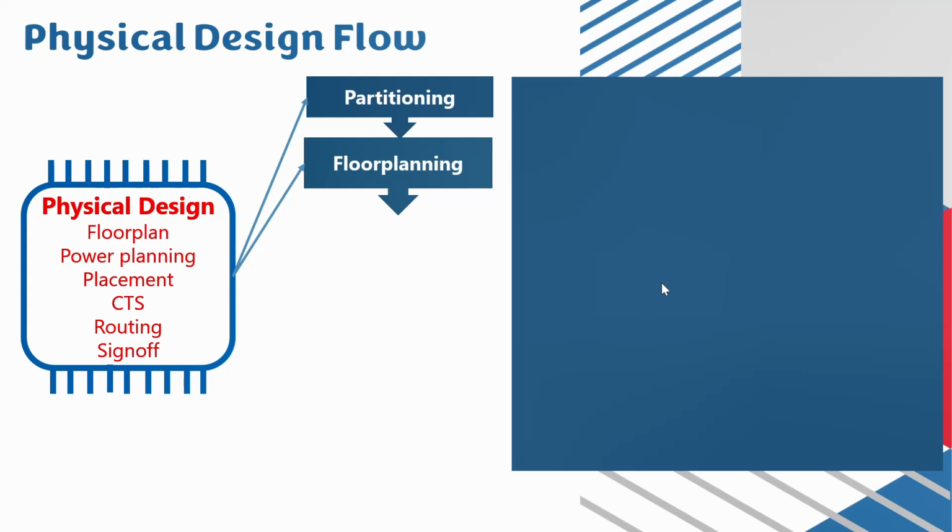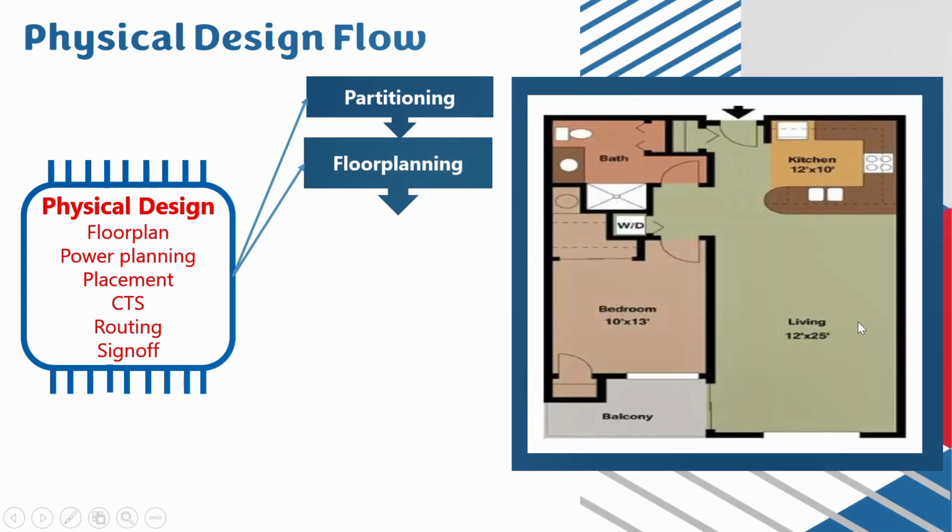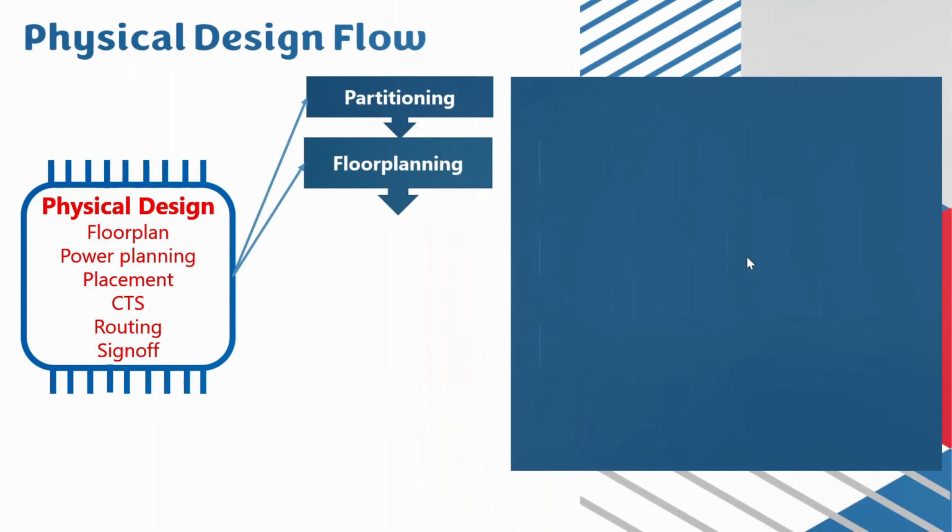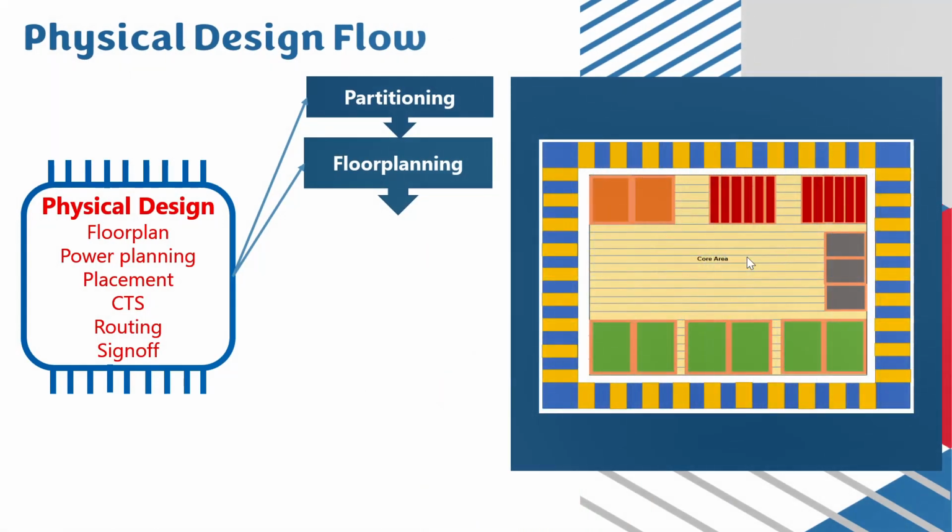Like how we plan the floor of a land, like where the living room should be, where the bedroom should be, where we should have our kitchen, and we decide that based on their connectivity, like we want the kitchen close to the bedroom or the living room. So accordingly, we place them and we decide the size of each room in the house. In the same way, when we plan the floor for an SoC, we decide where each component of the SoC should sit. That is floor planning in the physical design flow.